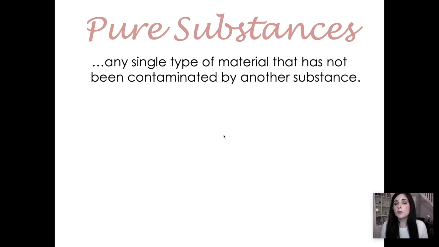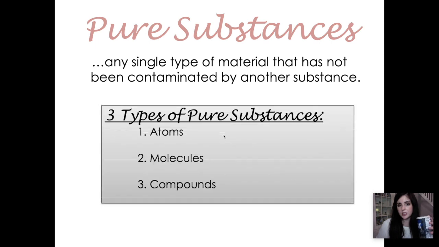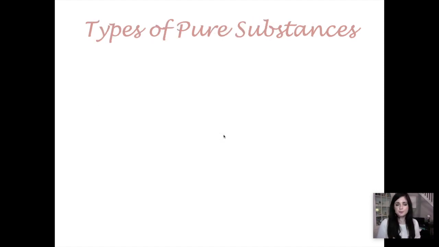A good example would be table salt. Let me actually grab the salt. So salt is an awesome example of a pure substance. Every little thing in here is made up of the same material, sodium chloride. That's it. This is a pure substance. And this is one type of pure substance, but that's actually not the first one we're going to talk about. We're going to talk about atoms or elements first.